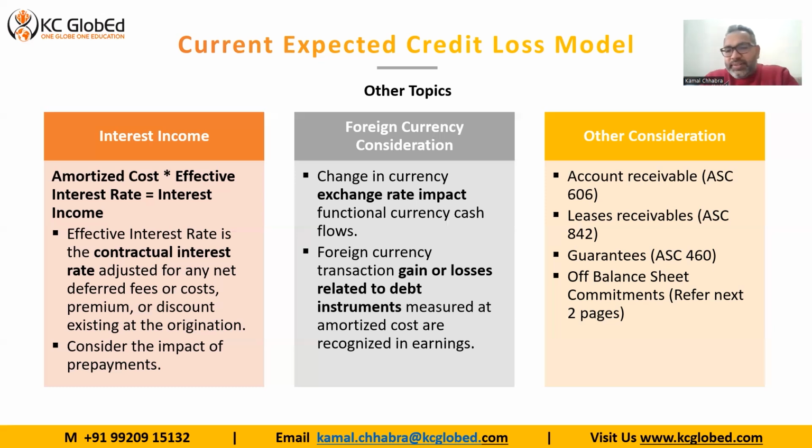Okay, so other considerations are accounts receivable, which we have discussed in 606, lease receivable under 842, guarantees as per ASC 460, and off balance sheet commitments, which we will be discussing here also.